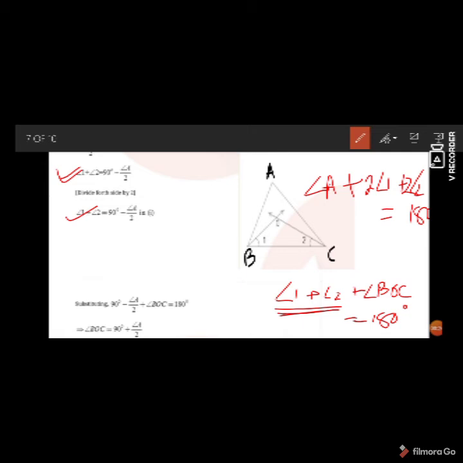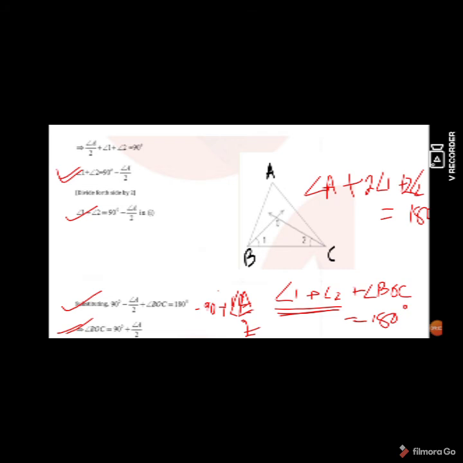So on substituting we will get: 90 degrees minus angle A by 2 plus BOC is equal to 180 degrees. Now changing the side, if we make angle BOC the subject, we will get 180 minus 90 degrees plus angle A by 2. And 180 minus 90 is 90 degrees plus angle A by 2. So our angle BOC is achieved. So this is how such types of questions can be done.